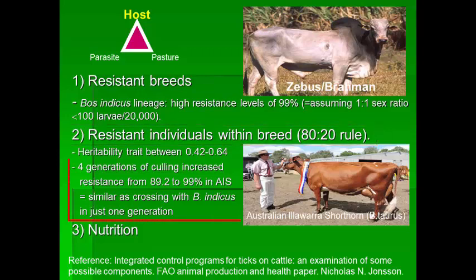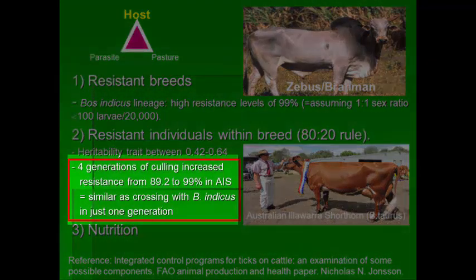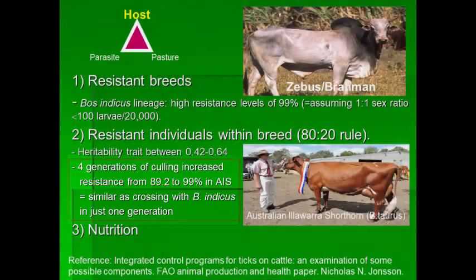And there is really a very neat study done with a very susceptible breed called the Australian Illawarra Shorthorn, which is shown here on the lower photograph, in which they were basically culling animals with ticks and keeping those that were least infested. And within a matter of 4 generations, that resistance in the farm went from 89.2% to 99%. Basically, they achieved the same resistance as if they had crossed that animal with a pure Cebu stud bull in just 1 generation. And you can read more about these studies in the reference provided here below.